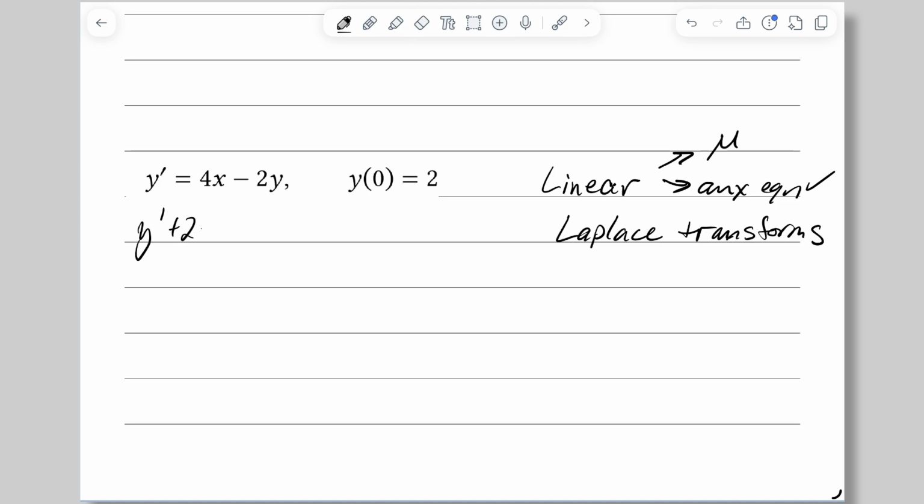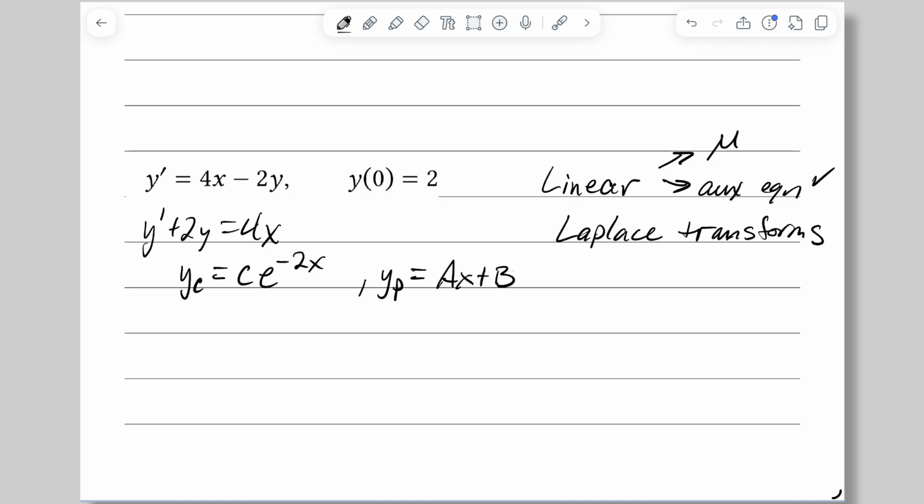Y prime plus 2y is equal to 4x is going to give me an m value of -2. That gives me a complementary solution of y sub c is ce to the -2x. And then the input function on the right-hand side is 4x, that's linear. And so y sub p is equal to ax plus b, and I'm using undetermined coefficients. You could go ahead and pause it now and work this out. I'll even stall for a moment. Okay, I'm done stalling. A is going to turn out to be 2, and b is -1.